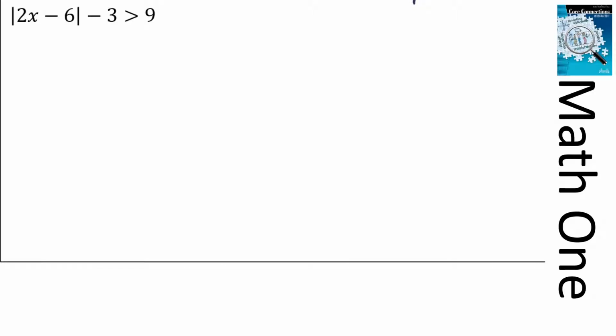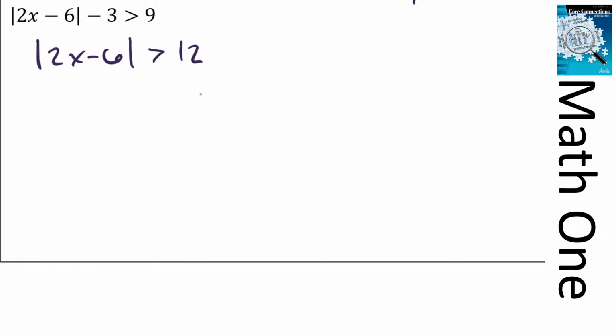The other thing that's possible is that in this case, we've got the absolute value of 2x minus 6 minus 3 is greater than 9. Well, before I break this up, I need to make sure the absolute value is isolated, just like I would if it was an absolute value equation. So I'm going to go ahead and add 3 to both sides. That gives me the absolute value of 2x minus 6 is greater than 12.